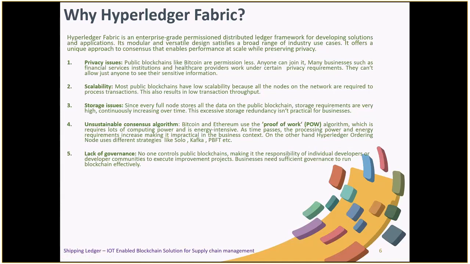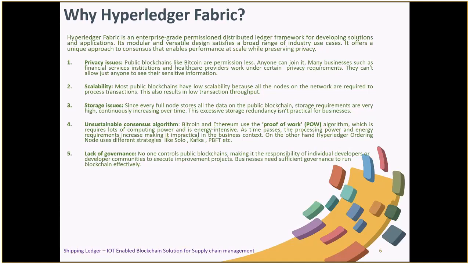The third is the storage issue. Since every full node stores all the data on the blockchain, like public blockchains. Right now, I think the archive node size of Ethereum is around 2.73 terabytes. It's quite high. So storage requirements are very high, continuously increasing over time. This excessive storage redundancy is not practical for businesses.